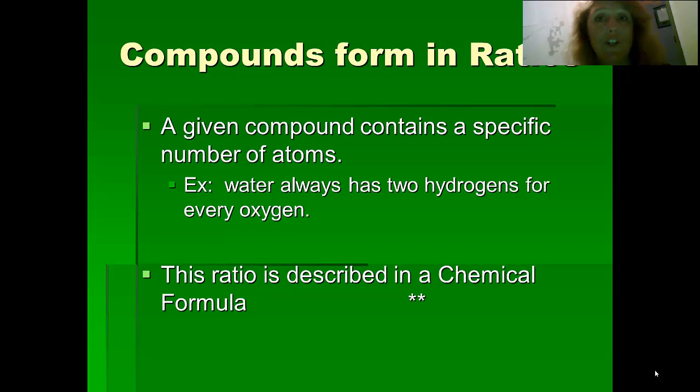We call this ratio a chemical formula. And we're going to work with these formulas in a bunch of different ways over the next few chapters. So I really need you to understand chemical formulas.